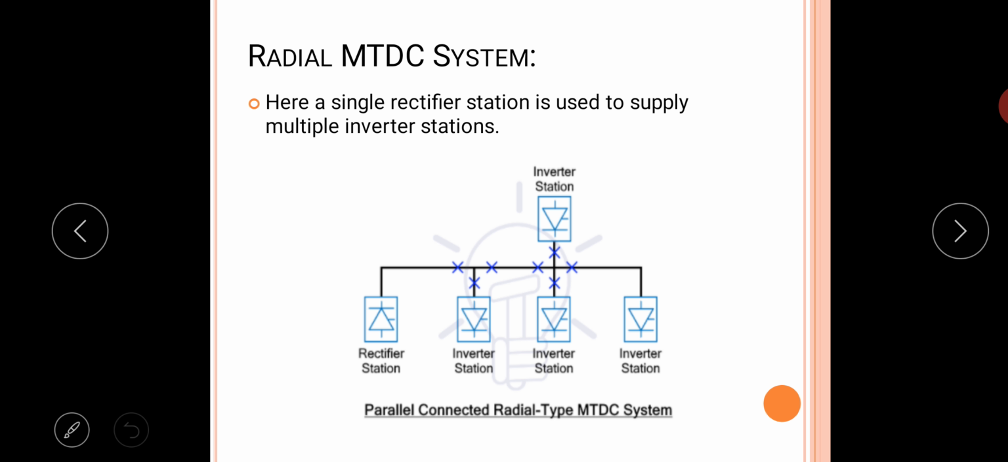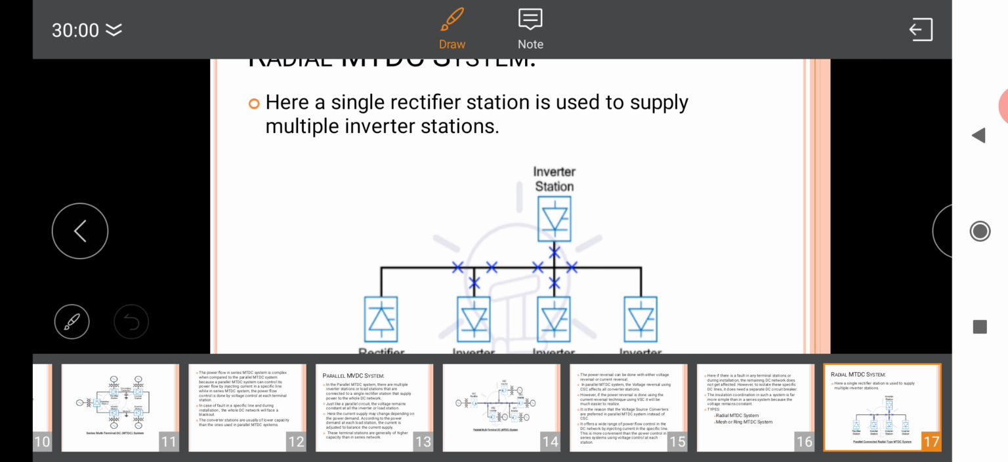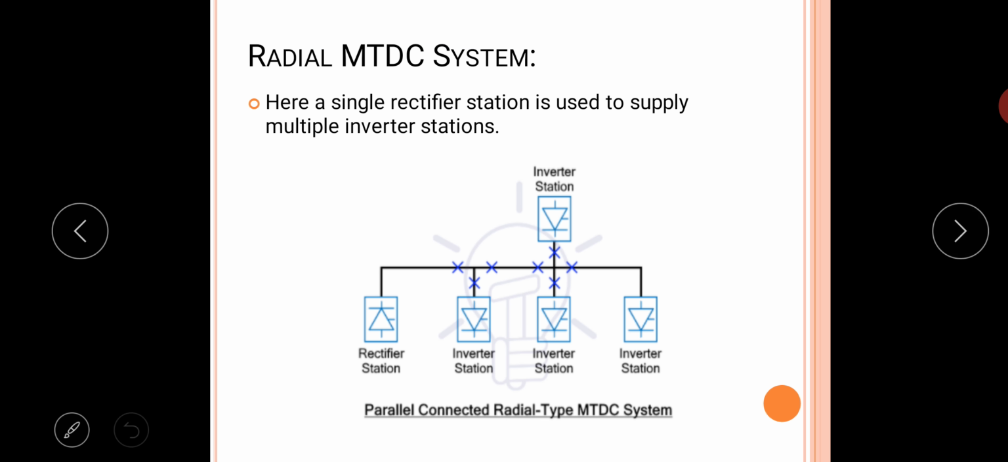For example, if a fault occurs here and this circuit is isolated, then these three will be isolated from this main circuit. And if a fault occurs here, only this will be isolated. So it will result in isolation of one or more circuits.